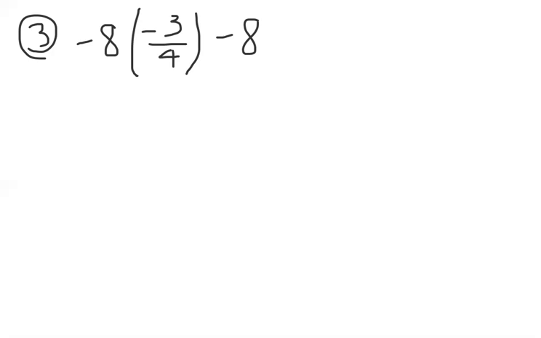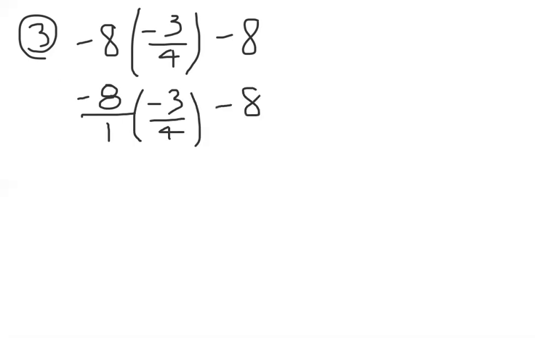The easiest way, of course, is to think of the negative 8 as negative 8 over 1, and it is multiplying the negative 3 over 4. And then you go ahead and simplify that. By the way, you have a negative right here and another negative right here. When you multiply them, you're going to get a positive. One of the quickest ways to simplify this is to say 8 times 3 is 24, and 1 times 4 is 4, and you reduce that to 6.